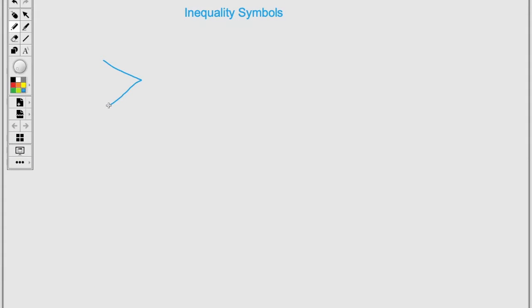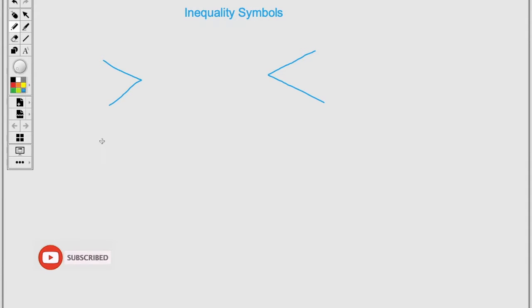Today we'll be talking about inequalities, understanding the symbols. This represents the greater than sign. This is the large side and this is the small side. This represents the lesser than sign. This represents a small side, the opening represents a larger side.